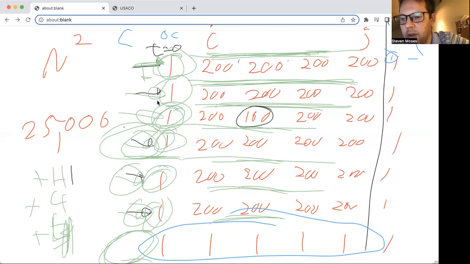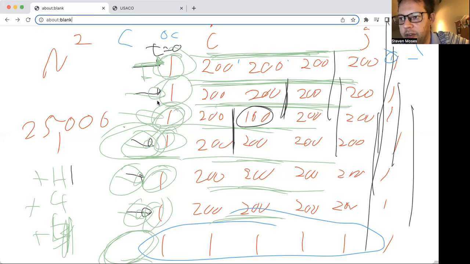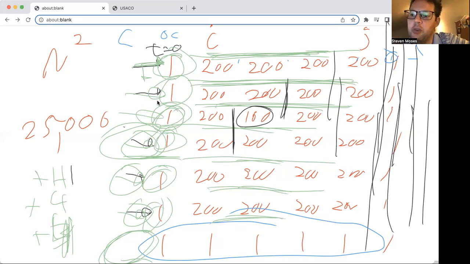Size 1, size 2, it's going to be 1, 2, 3, size 3, 4, 5, 6, size 4, 7, 8, 9, size 5, 10, 11, and then size 6 is 12. Okay, so there are 12 of them.